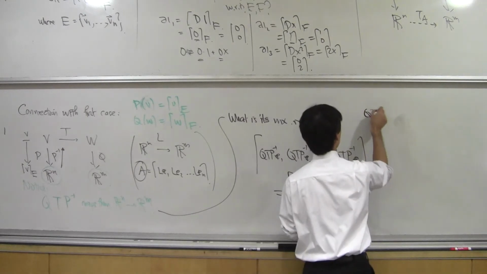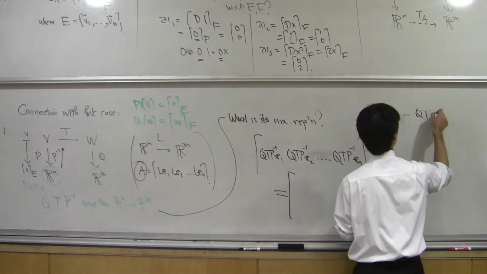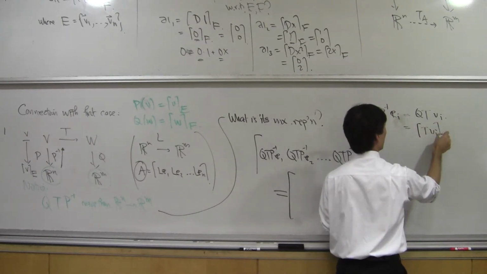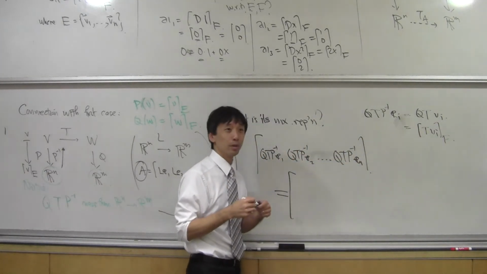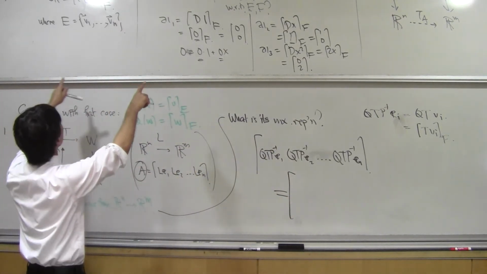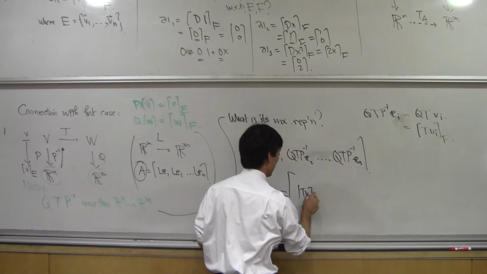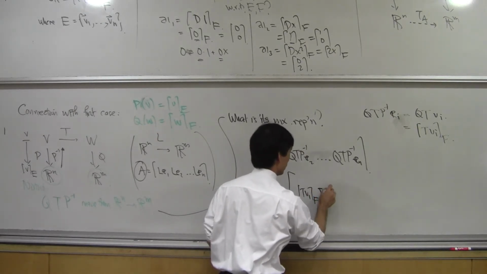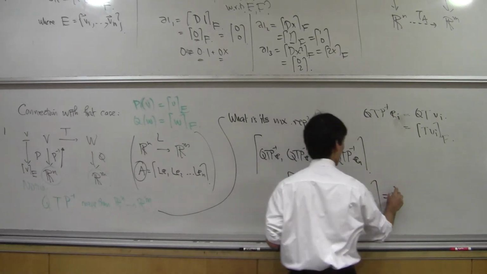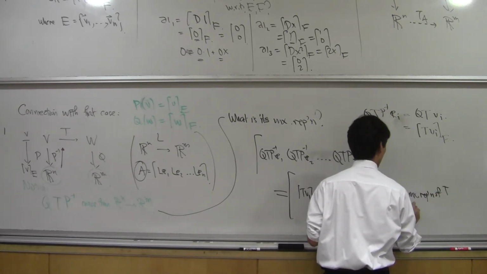QT P inverse EI is QT of VI. So in other words, you get TVI's coordinate vector with respect to F, which is the same thing as the A we had before. I've erased it. You get TV1, TV2, up to TVn, each with respect to F, which is the matrix representation of T with respect to E and F.